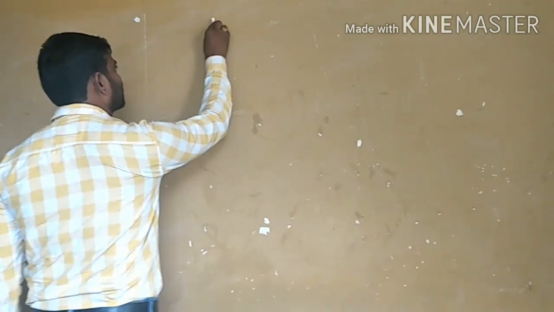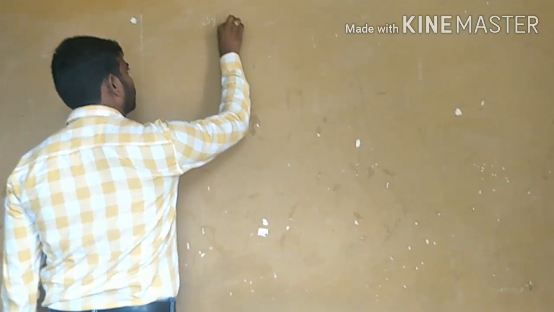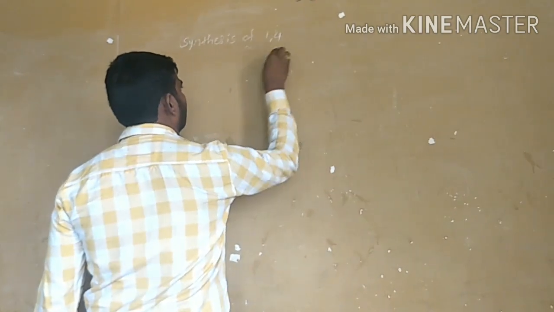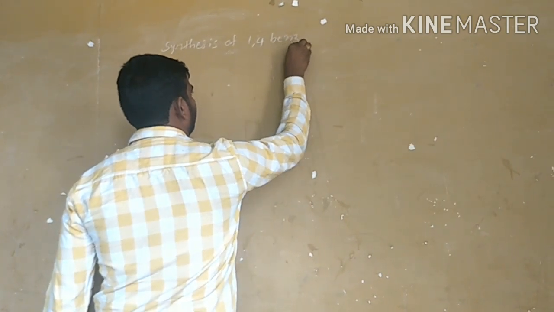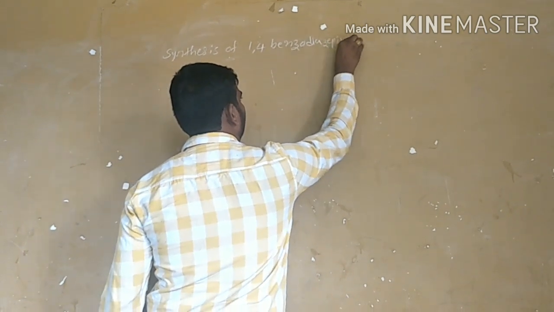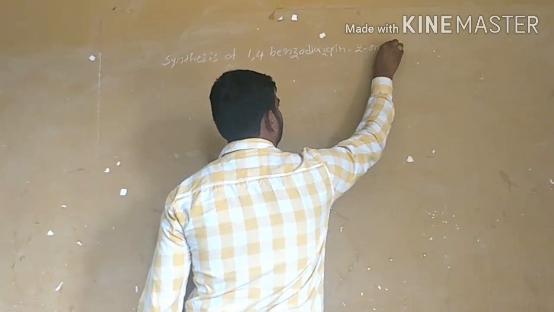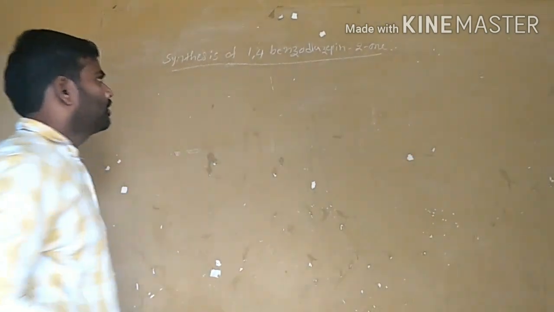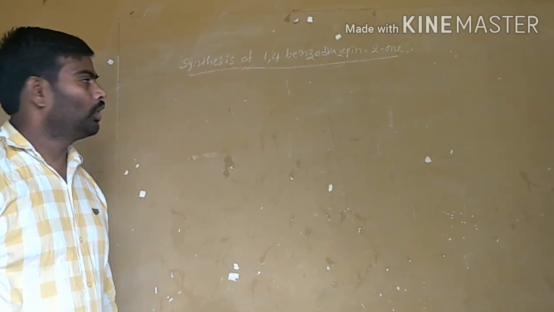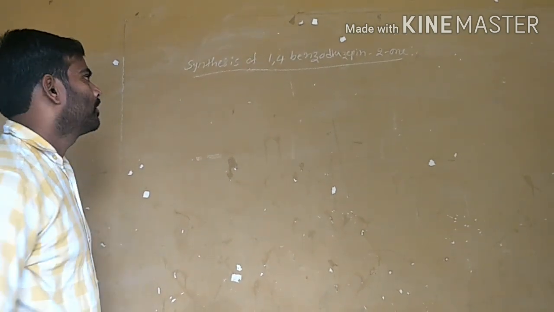Hi friends, now I am going to explain about the synthesis of some of the compounds by combinatorial method. First, we are discussing the synthesis of 1,4-benzodiazepin-2-one. Synthesis of 1,4-benzodiazepin-2-one by combinatorial method.